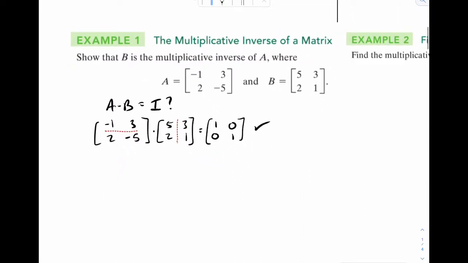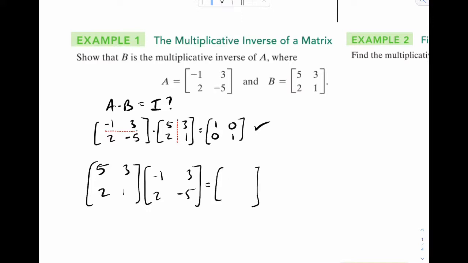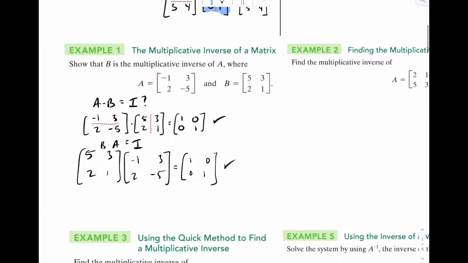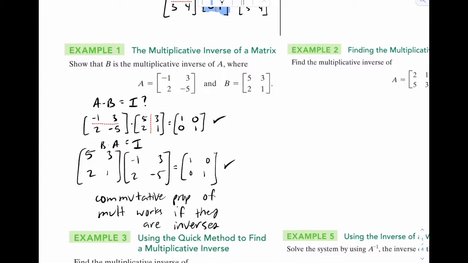Now what's really cool about this is had we flipped it around, 5, 3, 2, 1, times -1, 3, 2, -5, you're also going to get 1, 0, 0, 1, which means if they're inverses, the commutative property does exist. So you can write the commutative property of multiplication works if they are inverses. That's a cool little tip there.